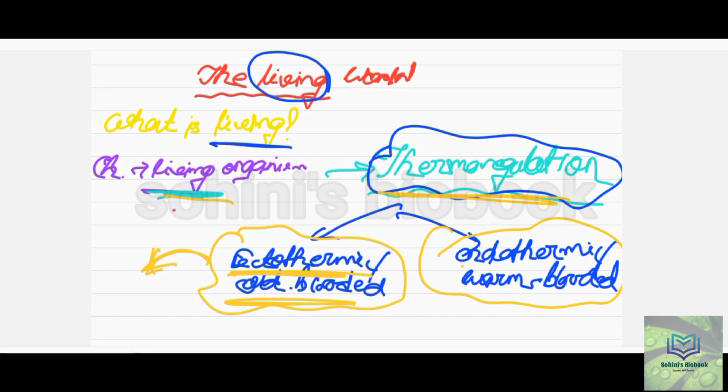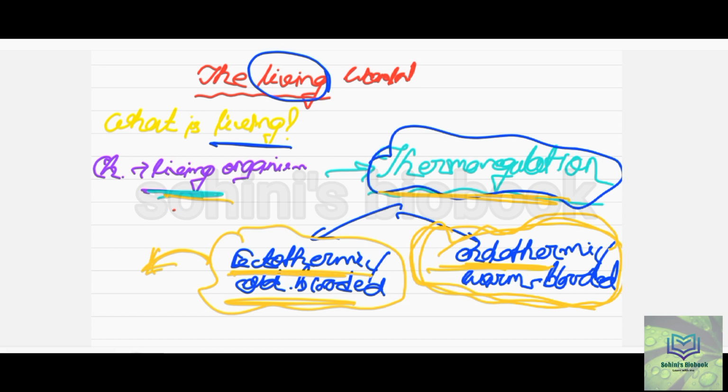And what do the endothermic organisms do? They don't change their inner temperature, but endotherms maintain a continuous, permanent temperature inside their body. And how do they do that? They have different molecules in their body for providing this continuous permanent temperature inside the body.